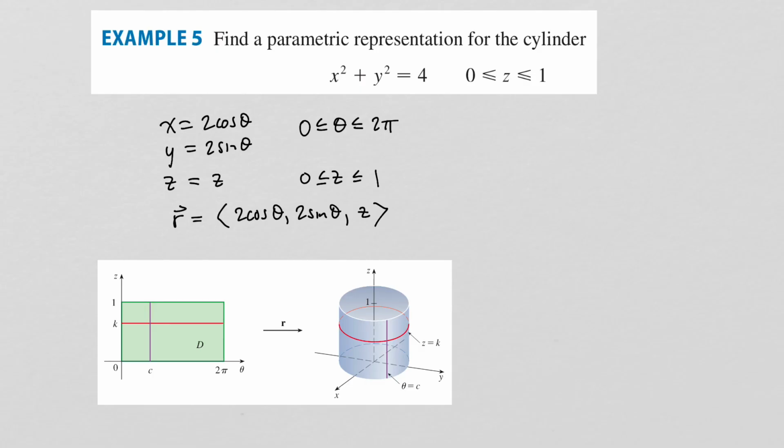And again, we can always write that in vector form. And down below, we have a little diagram of the domain for theta and z, and then the image under this vector function, which of course is a cylinder.